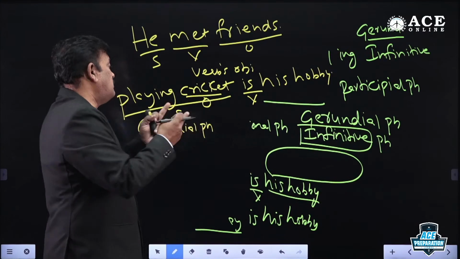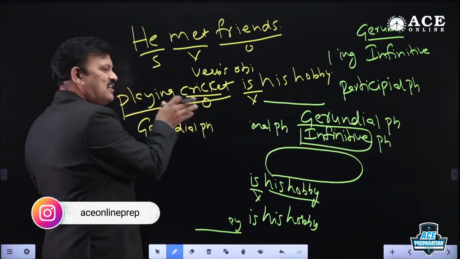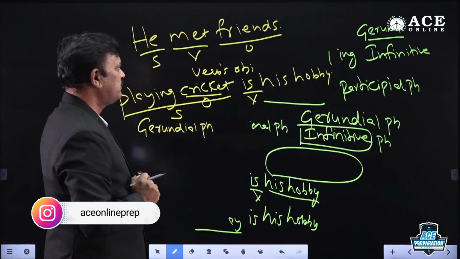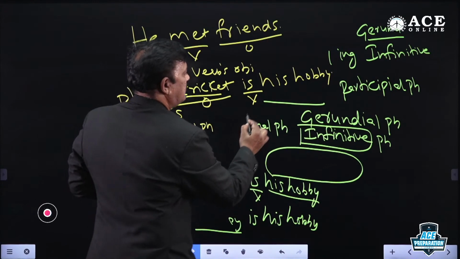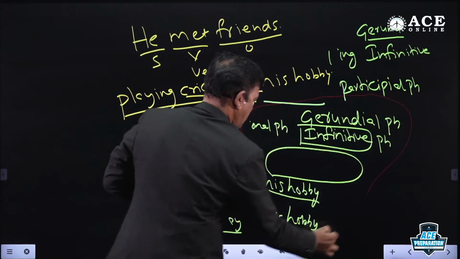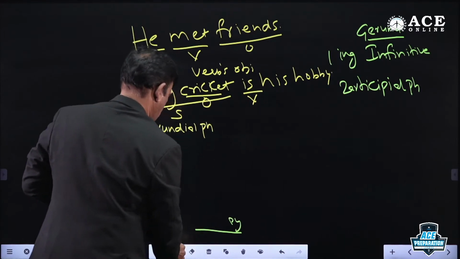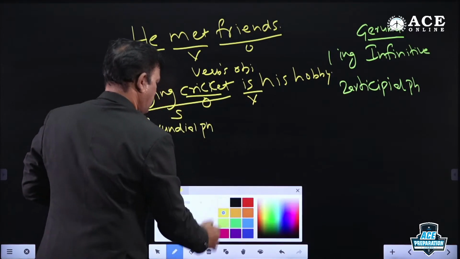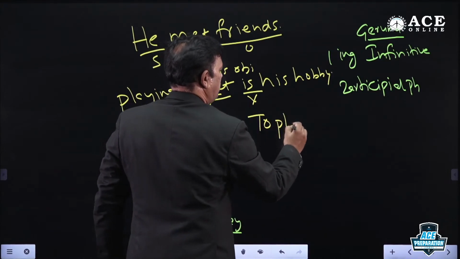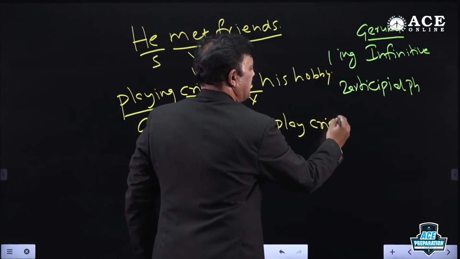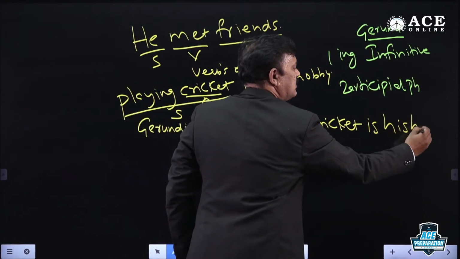Now, you can have objects to verbs. You can have objects to gerunds too. If you want to consider this as a phrase, it is gerund plus the tail object. Same with this infinitive. See here: To play cricket is his hobby.